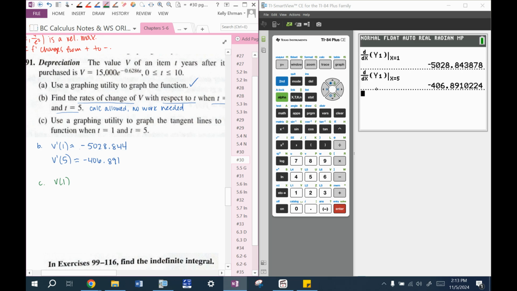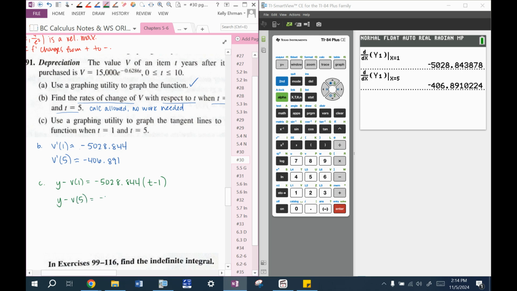Now, if I want to be really accurate, and maybe I do, I could just say one of the tangent lines is going to be, actually, maybe I will do this. I wrote out what v of 1 was in its decimal form on my answer key, but why don't we just do this? y minus v of 1, whatever that came out to, is equal to the derivative at 1, times t minus 1. And then the other one will be y minus v of 5.